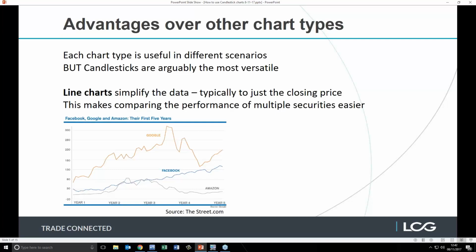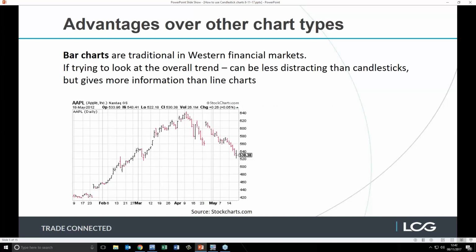And it's good for when you're comparing the performance of multiple securities, multiple assets. In this case, we just showed those big three US tech firms and how they did over the first 5 years of their existence as a public company, which is quite an interesting thing to do. And obviously you can compare the performance of different currencies, different commodities over time. If it was a candlestick chart, it might be a bit too busy. So that's why I like line charts in that scenario.